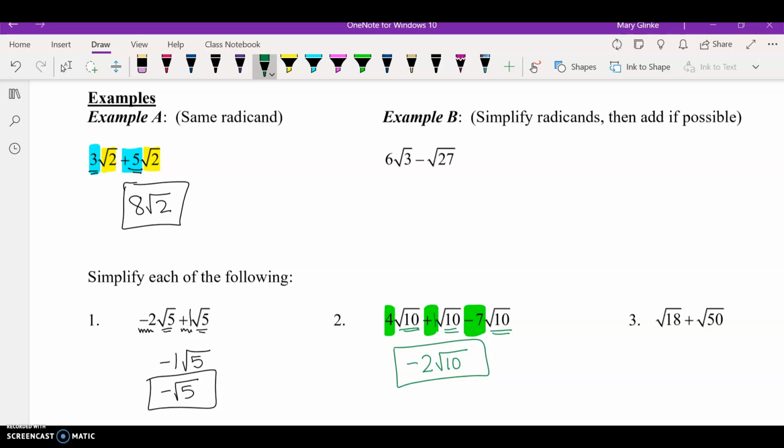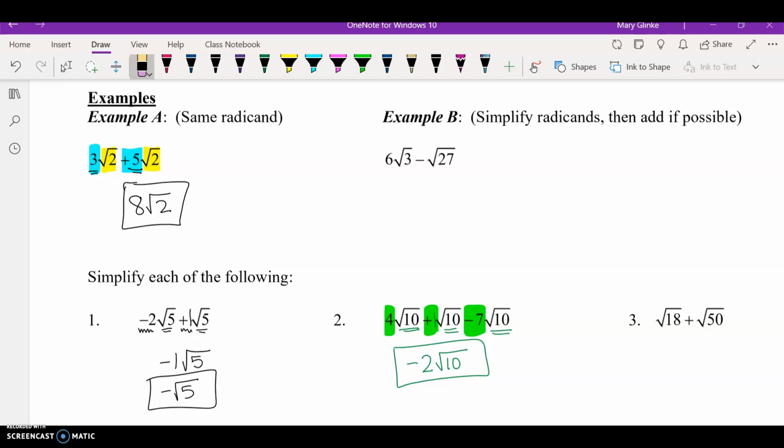But sometimes, looking at example 3 over here and example B, they aren't like terms. So don't fall into the trap here. Some people, like for example 3, would look at it and say the square root of 68. That is not how we add radicals. It's like saying x plus y equals xy. We just can't do that.